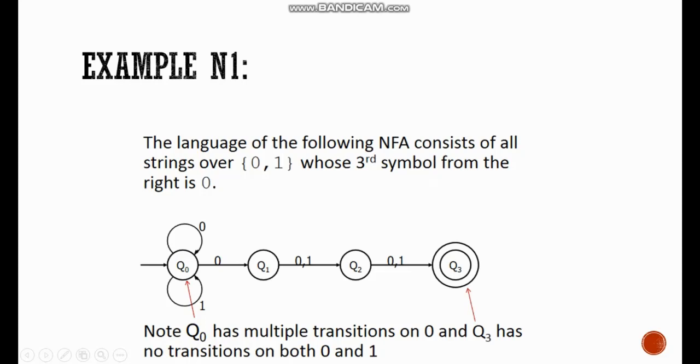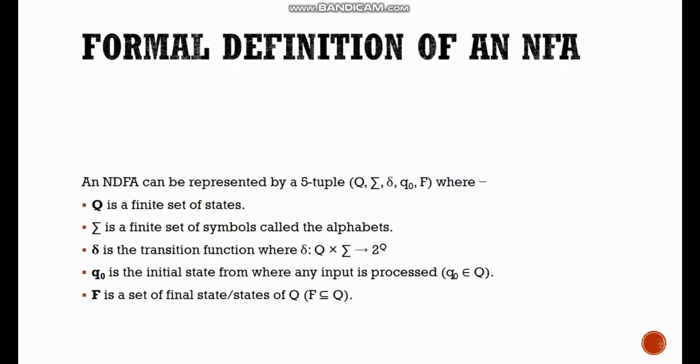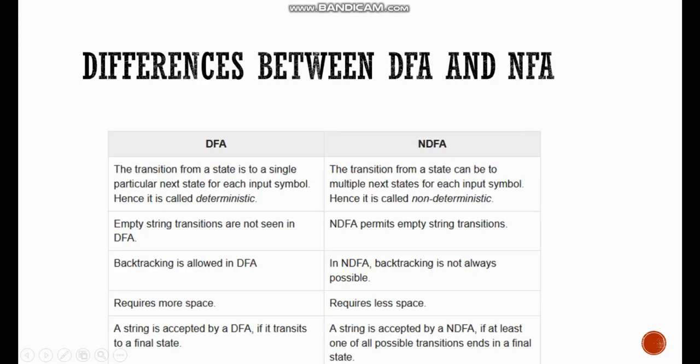Let's go to the next page now. This is the formal definition of an NFA. An NFA can be represented by a 5-tuple, where you can see a finite set of states, a finite set of symbols called the alphabet, and the transition function, where you can see this one.